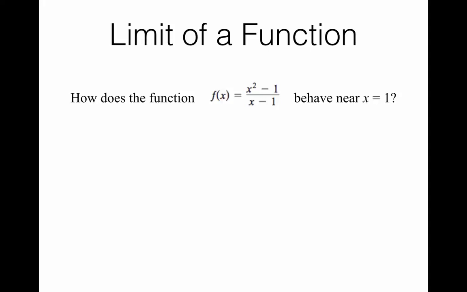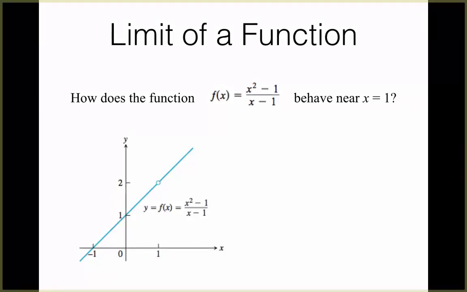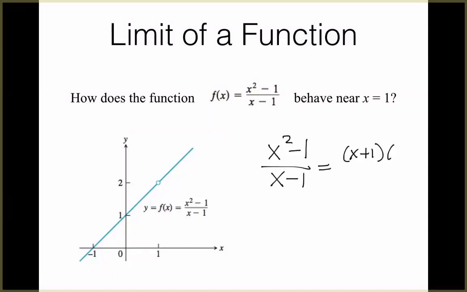Let's first look at the graph of this function. The graph of f has a little hole at x equals 1, and the graph of f actually looks like a straight line except for that hole at x equals 1. And we'll see why in a second. So consider the rational expression x squared minus 1 over x minus 1. The numerator is a difference of squares, x squared minus 1 squared, so it can be factored as x plus 1 times x minus 1.